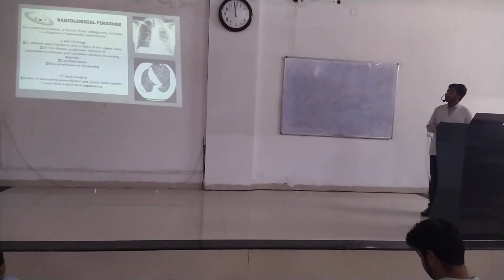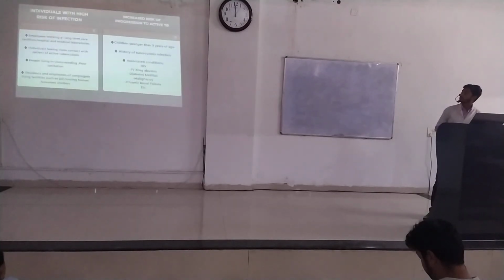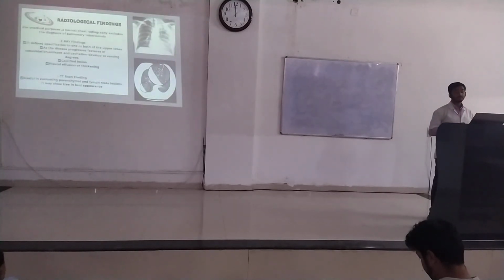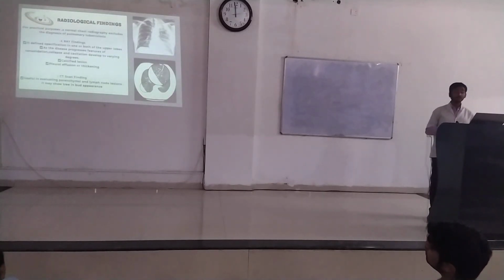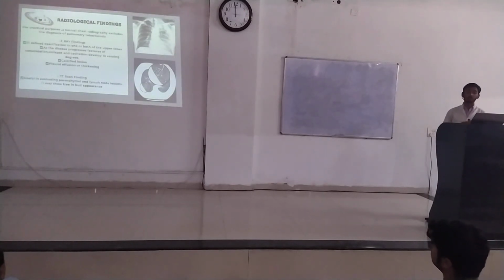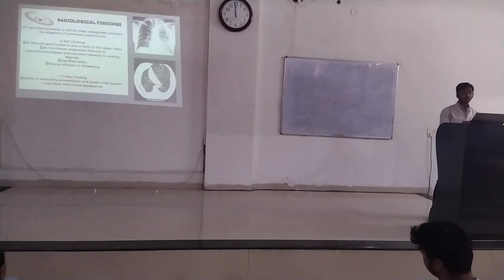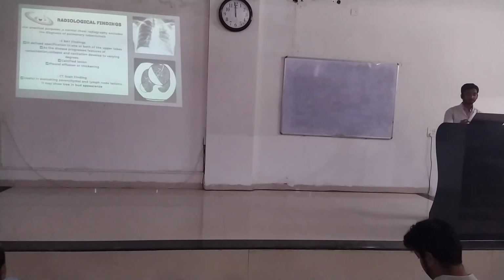So now looking at the radiological findings. Here are two radiological investigations. Above one is the chest X-ray. The chest X-ray finding in pulmonary tuberculosis is ill-defined opacification in one or both of the upper lobes. As the disease progresses, you can see consolidation, collapse, and even cavitation develops to varying degrees. Apart from that, pleural effusion or thickening may be present.